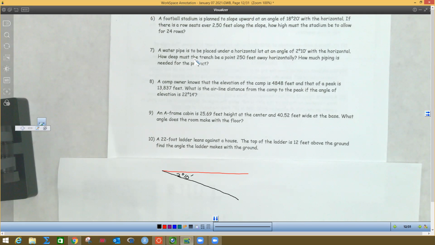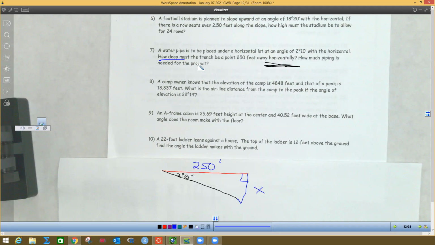It says, how deep must the trench be at a point 250 feet horizontally away from the part you're starting at. So which color has to be 250? Which segment color? The red, because it's horizontal. This is 250 feet. And it says, how deep? Which part is how deep you're going to dig into the ground? The blue.